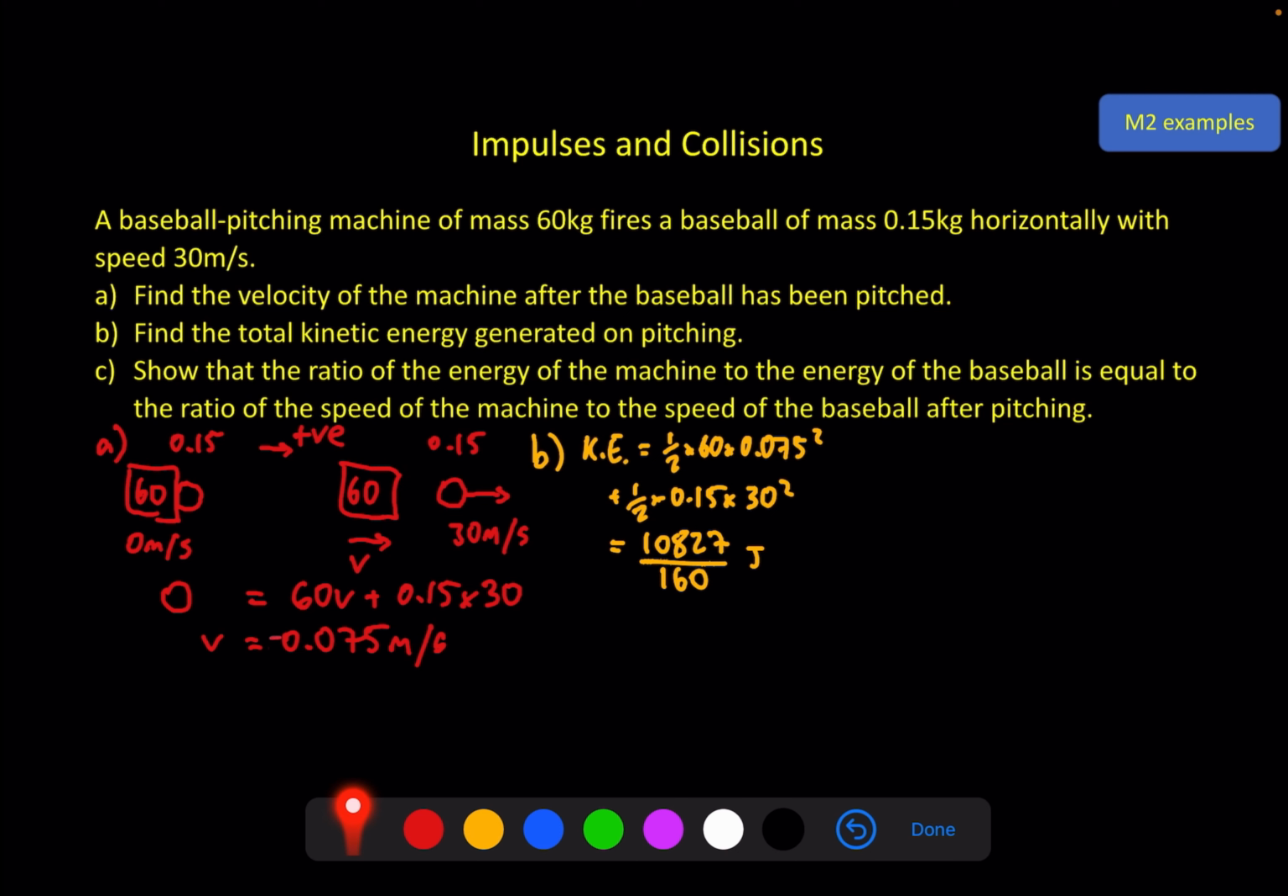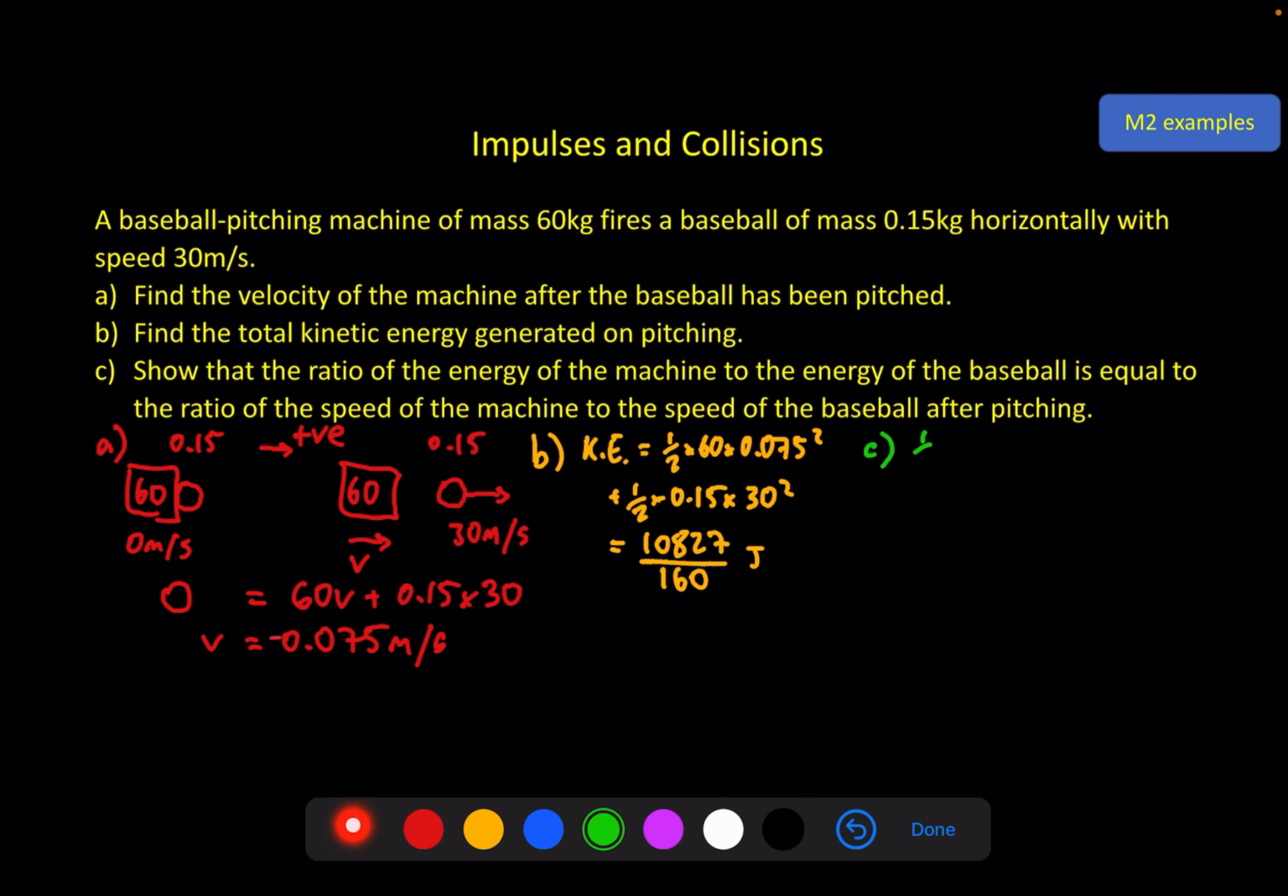Part C, show that the ratio of the energy of the machine to the energy of the baseball is equal to the ratio of the speed of the machine to the speed of the baseball. Okay, we have most of the information. This is the kinetic energy of the machine, kinetic energy of the baseball. So half times 60 times 0.075 squared to the energy of the baseball, half times 0.15 times 30 squared. I'm rewriting that because from the question I know both ratios are going to be the same, and I want to be clear which one has come from where.